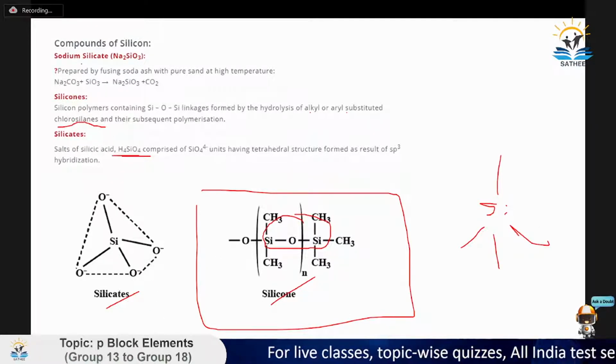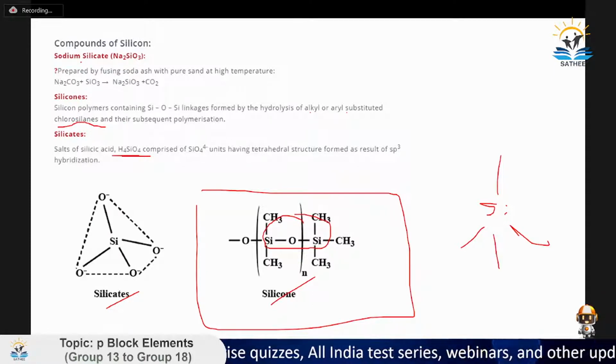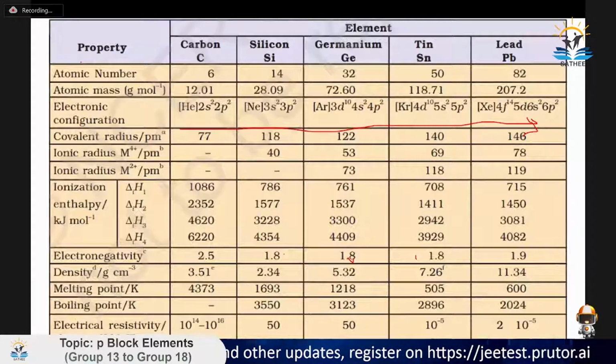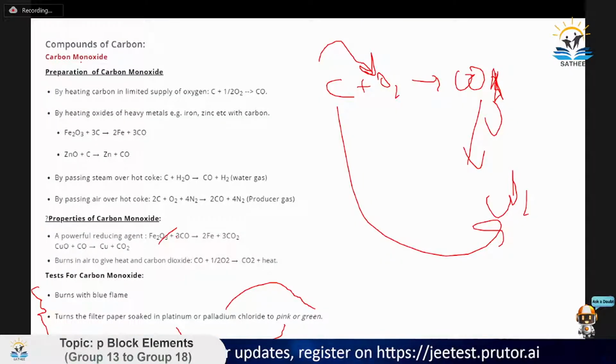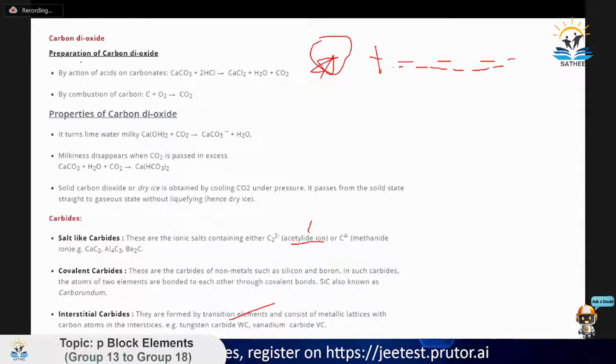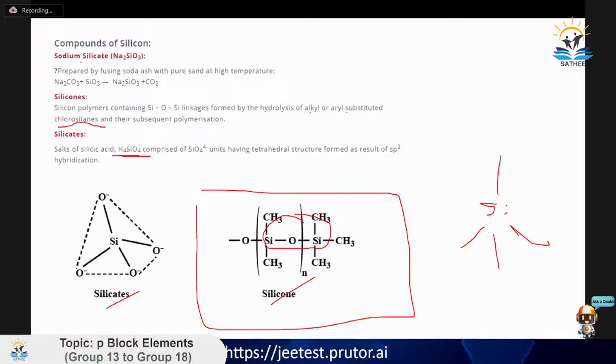And another important compound would be Na2SiO3, which we call sodium silicate. That is simply prepared by passing SiO2, another oxide of silicon, to Na2CO3. Okay. So that completes group 14 also. Particularly, you have to just know silicones, silicates, and compounds of carbon over here. And again, I would just say, please go through the NCERT ones. Okay. And now let's go on to group 15.